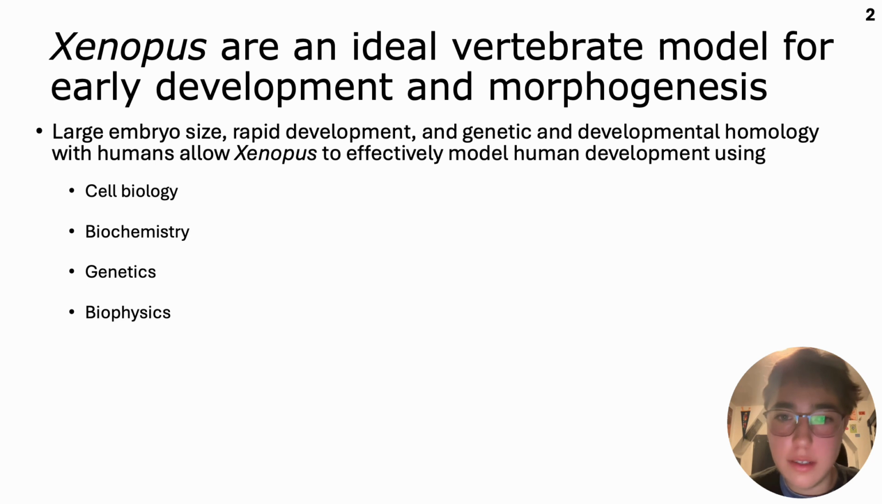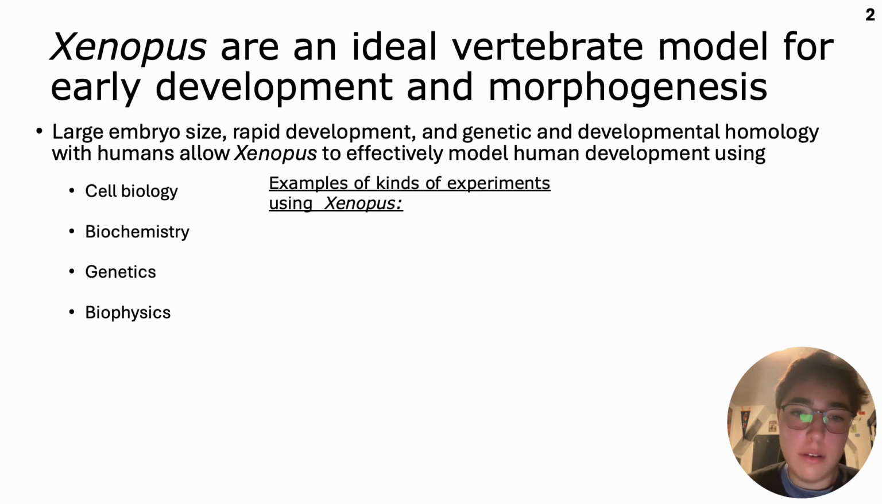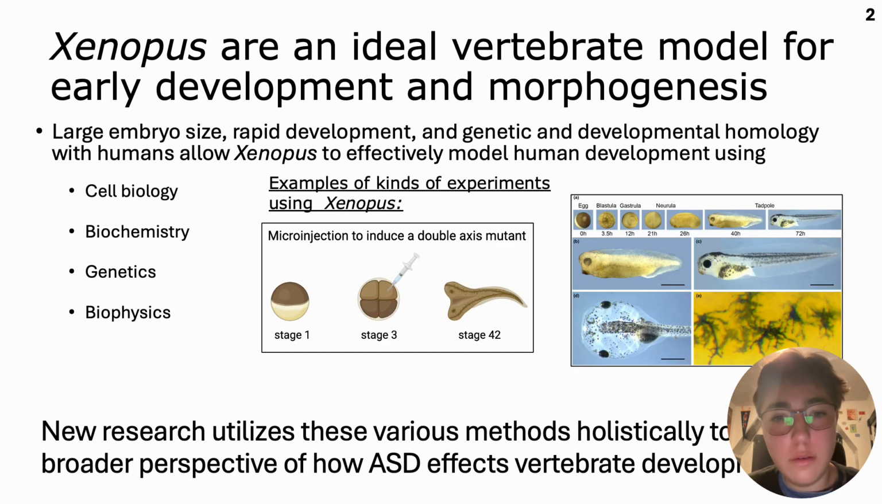So Xenopus is a really good mechanism to study actual cell movement and behavior and morphogenesis in the early embryo. Some of the ways we use Xenopus are to study cell biology, biochemistry, genetics, and biophysics, and here are two examples of kinds of experiments that you can do with Xenopus. Microinjection is a big one, microinjecting RNA and then seeing what phenotype that leads to, as well as chemical treatments where you treat the water that the tadpole is growing in with a certain kind of chemical and see how that affects growth and development.